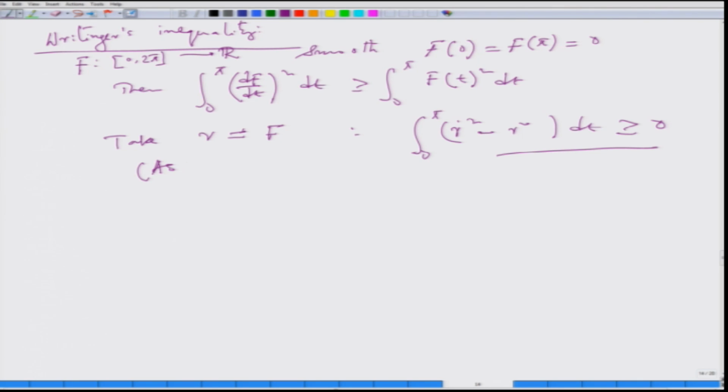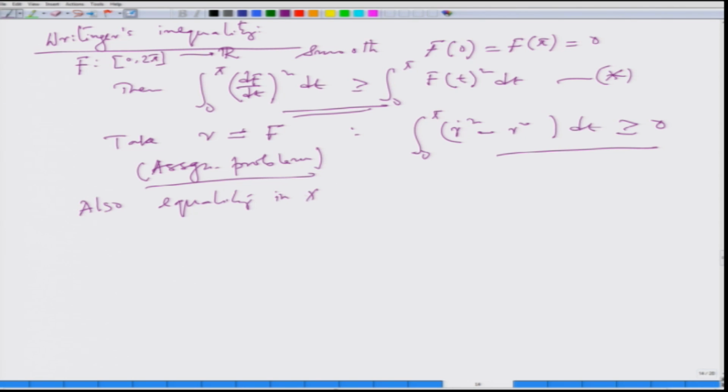Wirtinger's inequality, I put it as an assignment problem. This is just doing some manipulation. It also has the equality part of Wirtinger's inequality, that is equality here in star if and only if f(t) equal to a sin t.